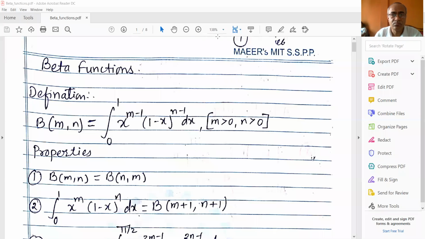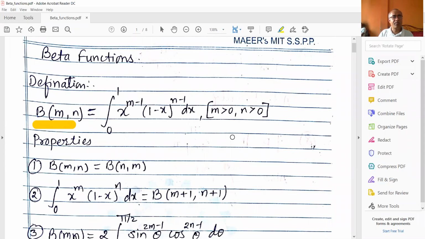So the very first thing is the definition of the beta function. Beta function is defined as beta mn is equal to what? This is integration 0 to 1 x raised to m minus 1, 1 minus x raised to n minus 1 dx, for m greater than 0 and n greater than 0. That is the first point.